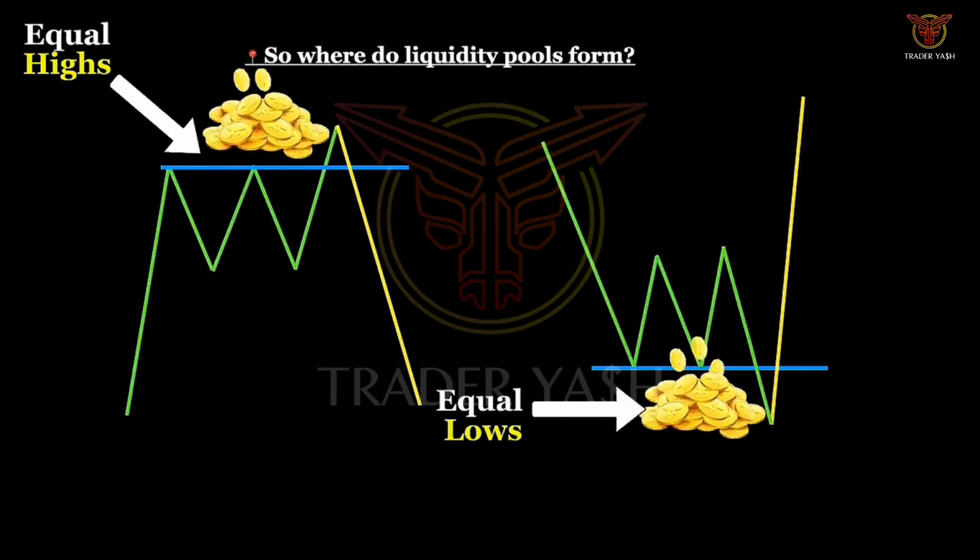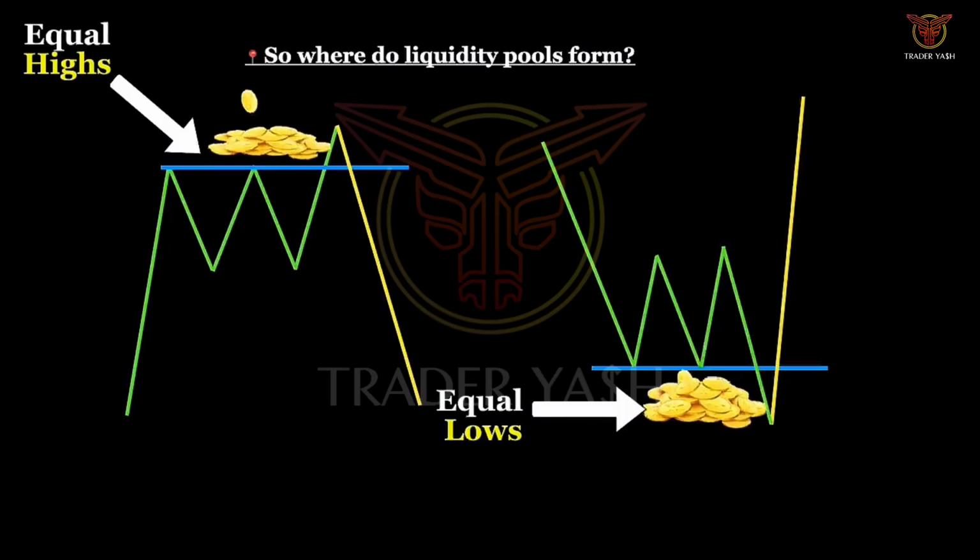Smart money doesn't chase these levels, they hunt them. To them, liquidity pools aren't danger zones, they're entry points. They wait for retail orders to stack up like dominoes, then strike. Price spikes into the pool, triggers all the stops, then reverses, leaving retail trapped and confused.